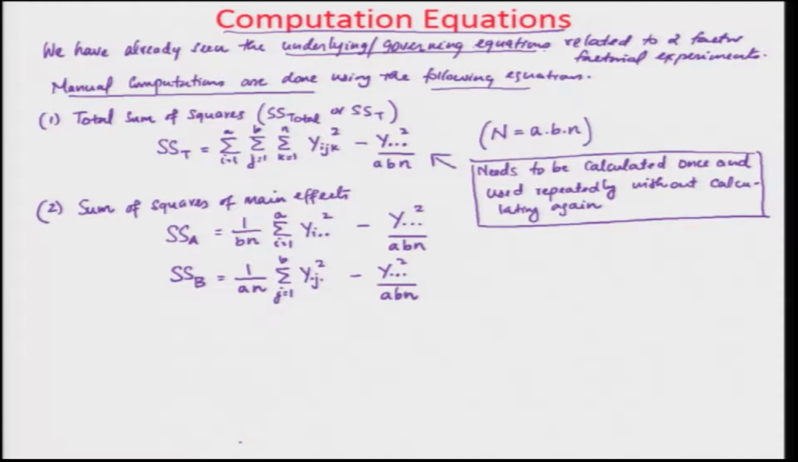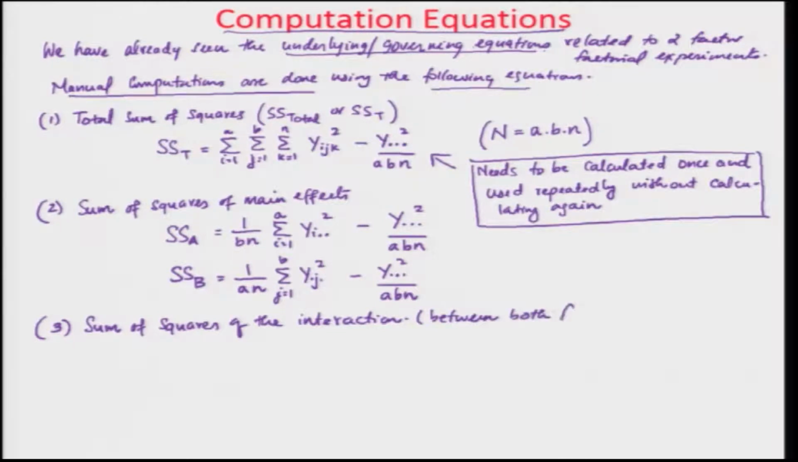So, these two will tell you the sum of squares of the main effects. Then the third one that we are more interested in, or which is also important for us, is the sum of squares of the interaction. Interaction is the interaction between A and B, between both factors.